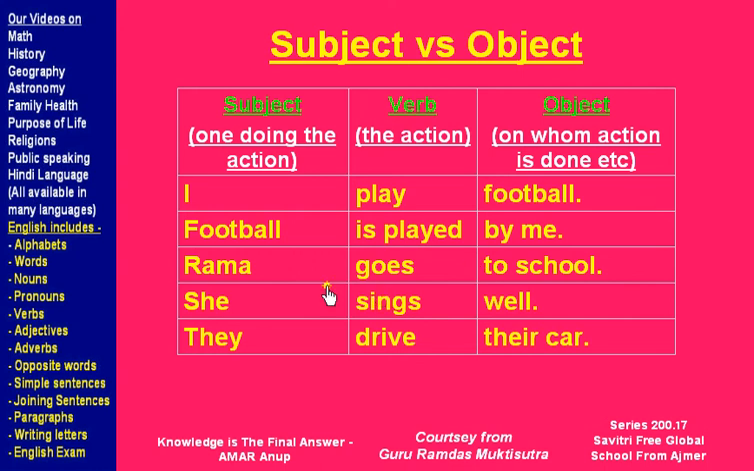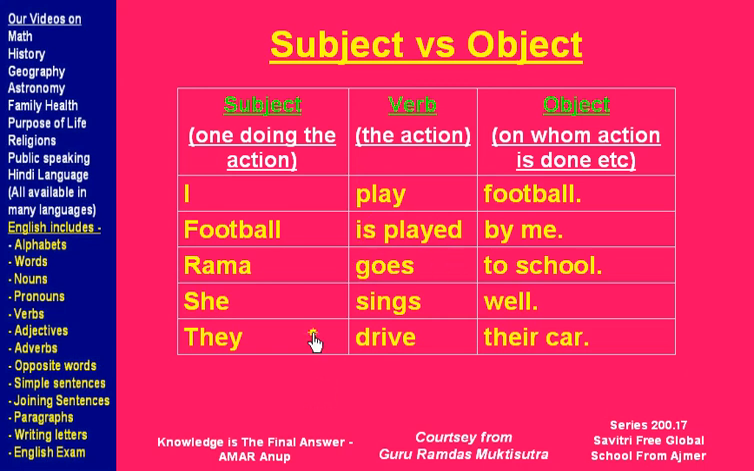Next example, football is played by me. Now here football becomes the main part of the sentence and is the subject. Is played is the verb. It's a passive sentence, and we will talk about active and passive in a different presentation called active and passive voice. And by me is the object of this played.